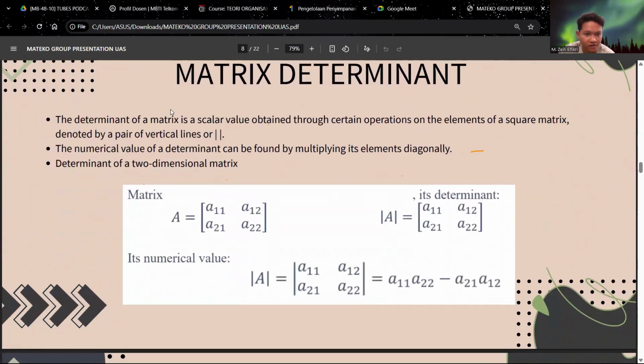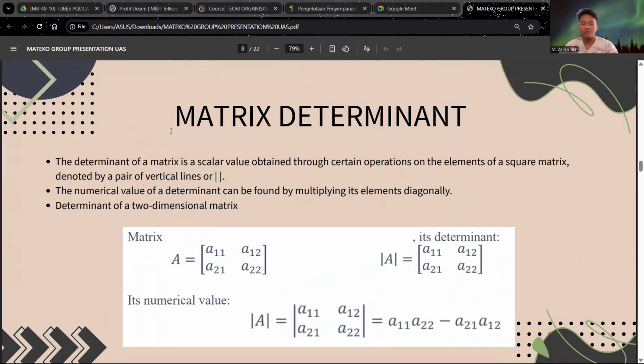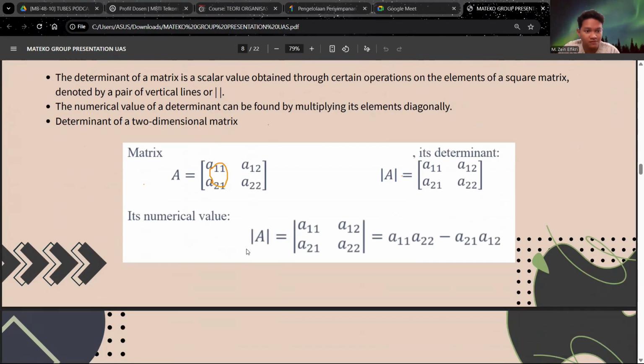So here we have the matrix determinant. Yeah. So what is the meaning of matrix determinant? The determinant of a matrix is a scalar value obtained through certain operations on the elements of a square matrix, denoted by a pair of vertical lines or like this. You can see from this picture. So the numerical value of a determinant can be found by multiplying its elements diagonally. Determinant of a two-dimensional matrix. So we have an example here.